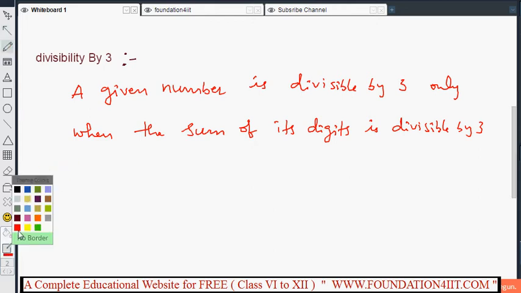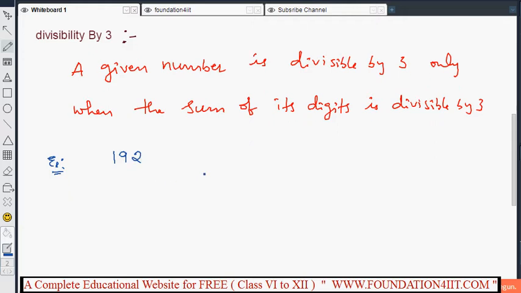Take an example, 192. We need to check whether this number is divisible by 3 or not. According to the condition, we add the digits: 1 plus 9 plus 2, that is 12. The sum of the digits is 12, which is divisible by 3 because 12 is in the 3 table. So 192 is also divisible by 3.